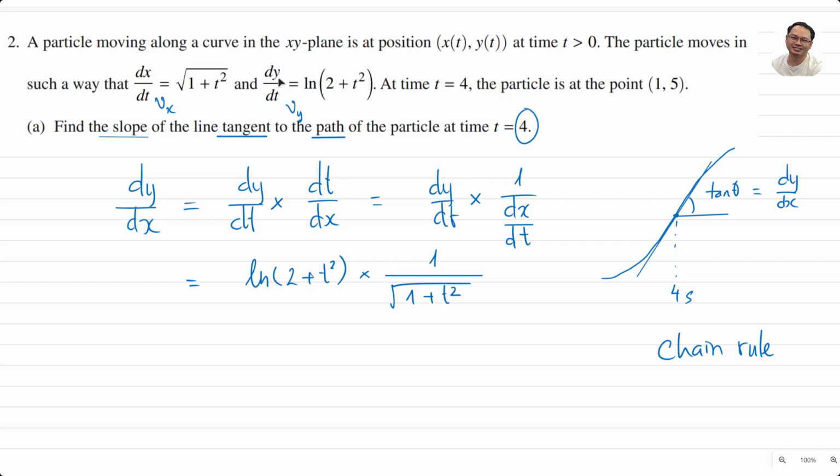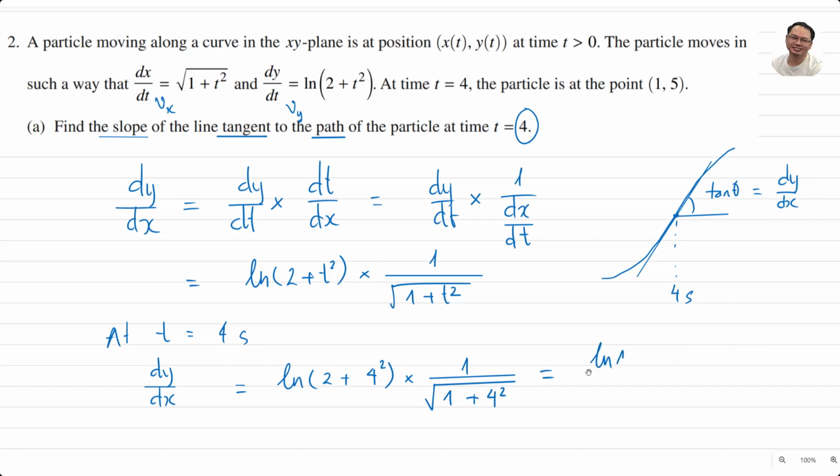The last step, we just put the value 4 into this equation. At the time t equal 4 seconds, dy over dx is equal to the ln of 2 plus 4 squared, multiplied with 1 over the square root of 1 plus 4 squared. Using the calculator, we get ln of 18 over the square root of 17, which is 0.701. Usually I just take 3 decimal places, that is enough. With the rate of change, we don't know the unit, meter per second or something, just leave it there. This is the answer to question A.